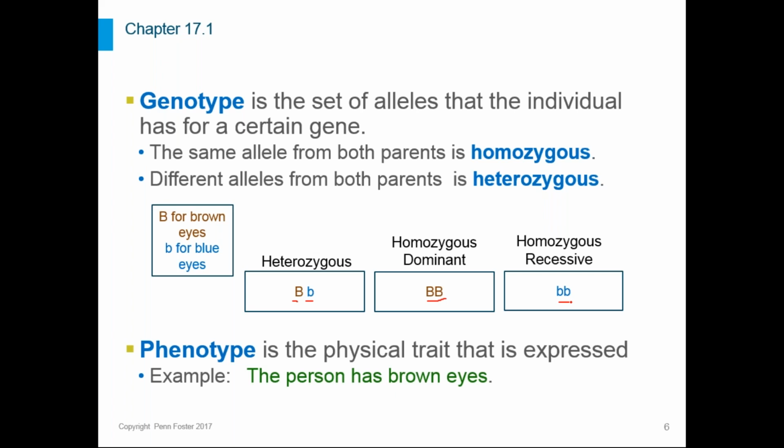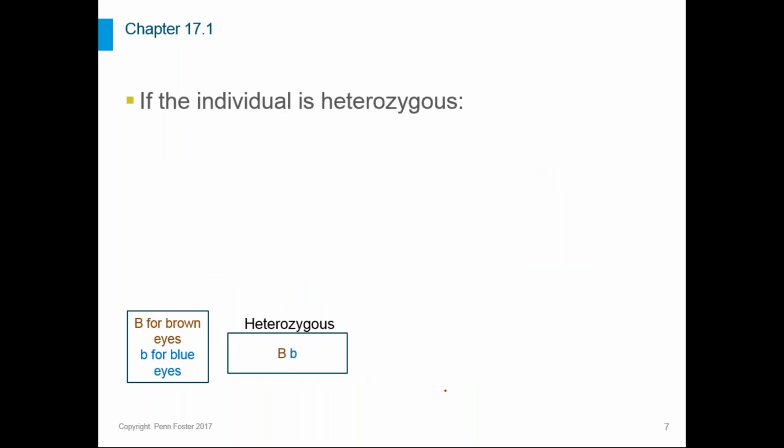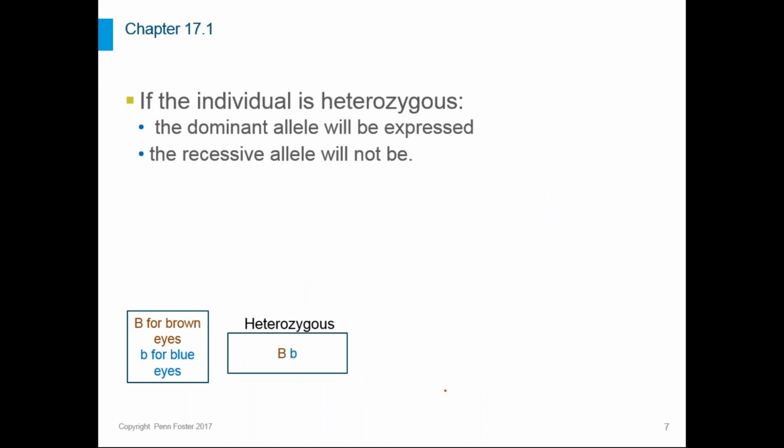So phenotypes don't always completely match up with genotypes. If a person is heterozygous, they could have a blue and a brown allele, but they're going to have brown eyes. Okay, so in some traits, there are dominant and recessive alleles. This means if the individual is heterozygous, they inherited one of each allele, the dominant allele will be expressed and the recessive allele will not be.